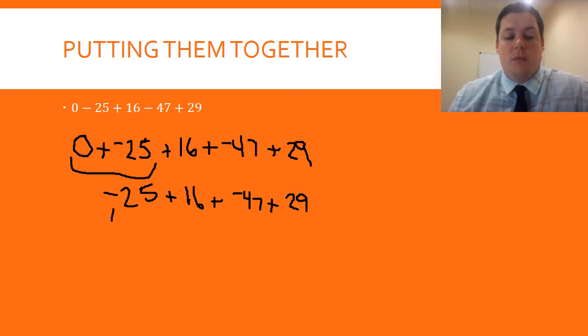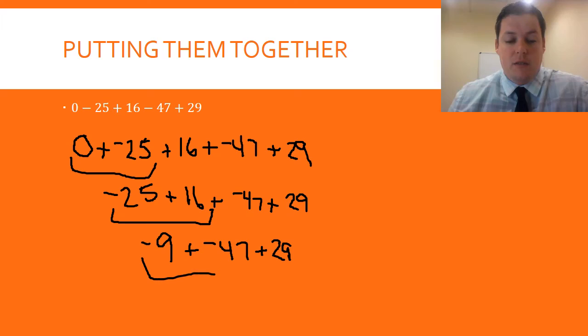So to continue with this problem, we have negative 25 plus 16. All right, we have different signs, so we need to subtract. 25 minus 16 is 9. We're going to keep the sign of the larger one, which is negative, so we have negative 9. Bring down the rest, plus negative 47, plus 29.